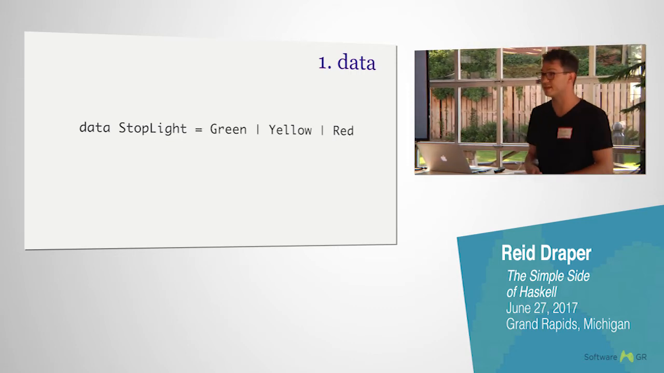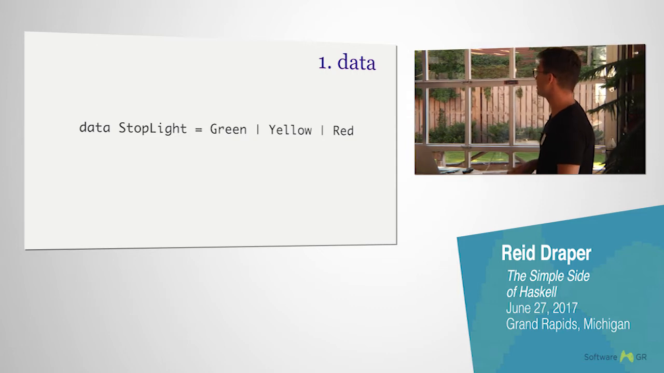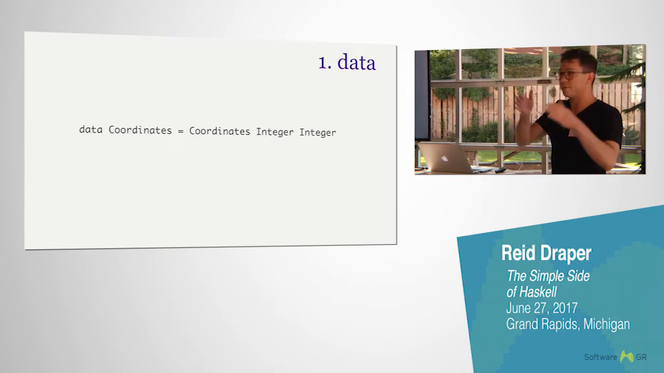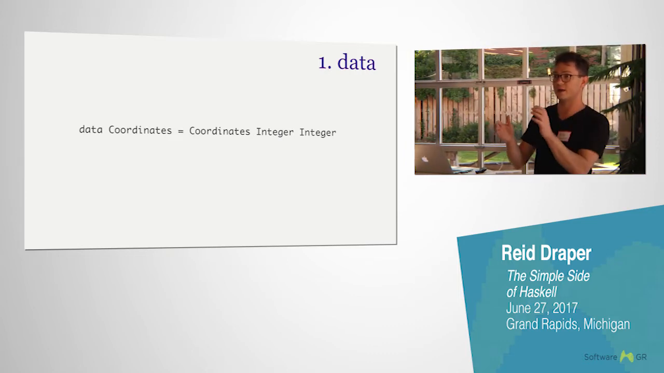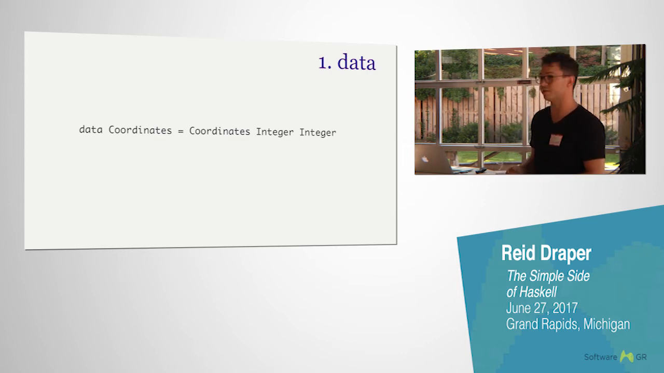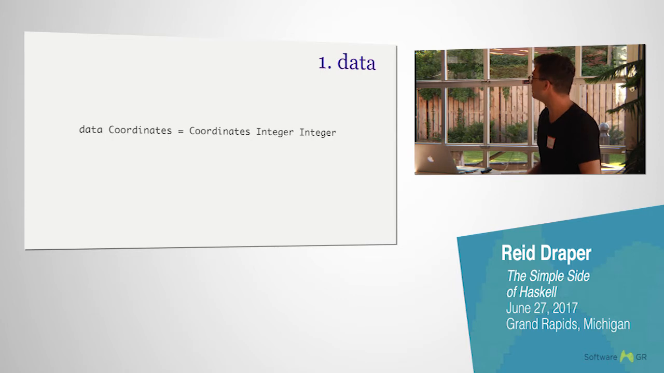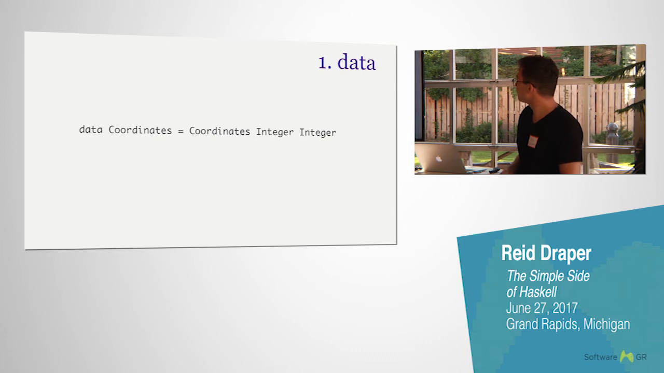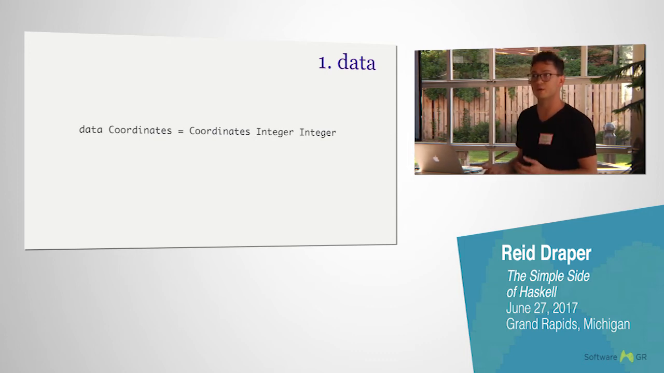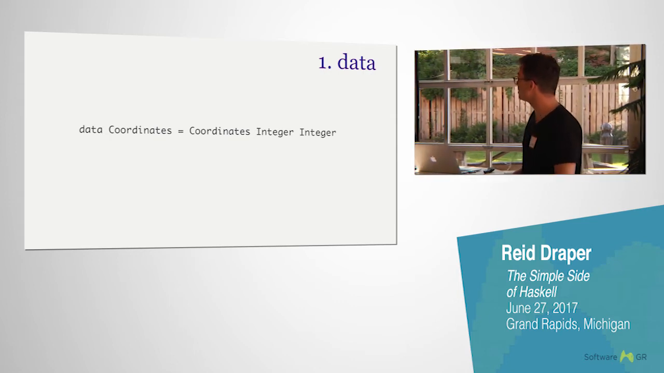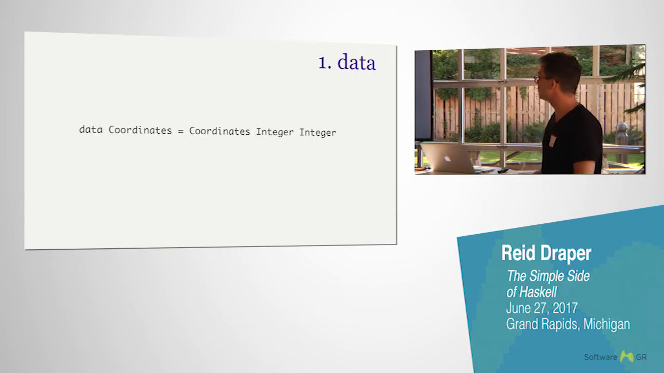So we can create a data type to represent stoplight colors, so green, yellow, or red. So that was alternatives, right? If you have an instance of stoplight, it's either green, or it's yellow, or it's red. Just the same way if you have a number, it's either 4 or it's 2. We can also create compound data types, like a struct in C, or a record in some other languages, or like an object in object-oriented languages. So we can create a coordinate type, which is going to have 2 integers.